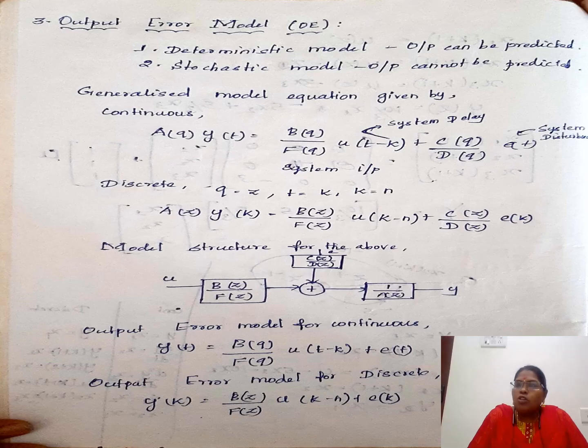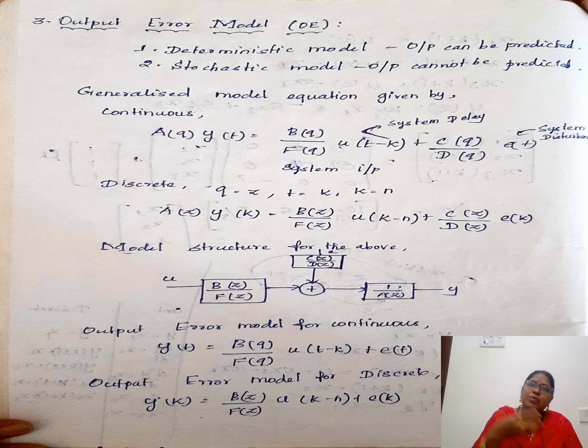So next comes the output error model, which we call the OE model. There are two types of output error model: one is the deterministic model, and the other is the stochastic model. The deterministic model is one where we can easily predict the output.